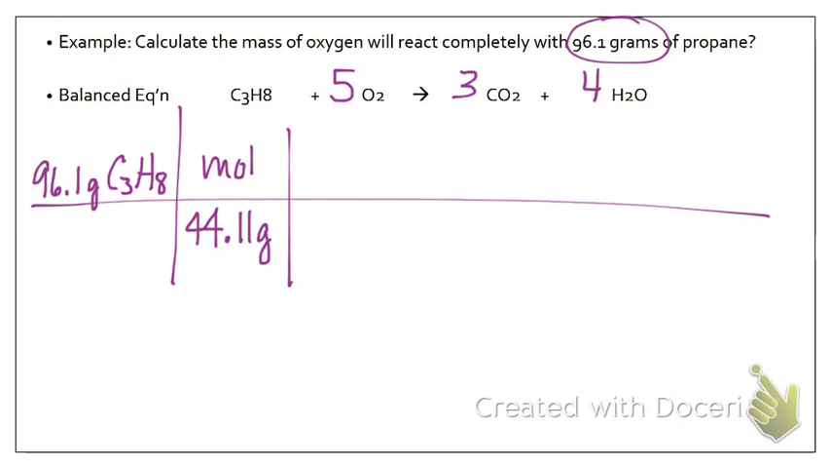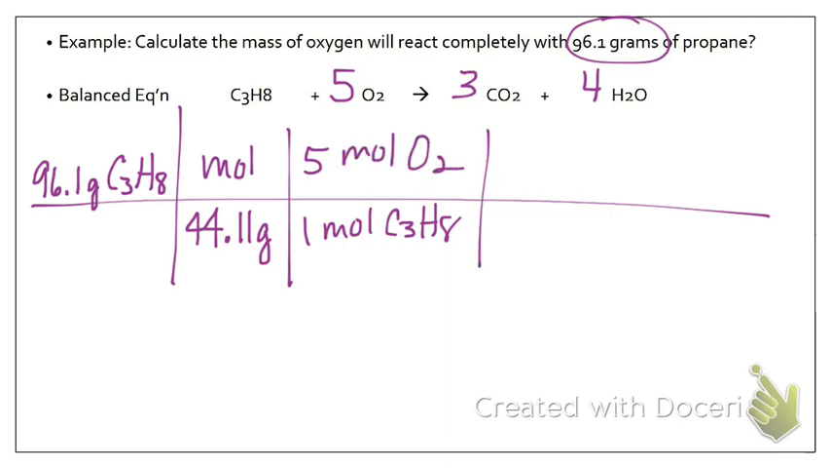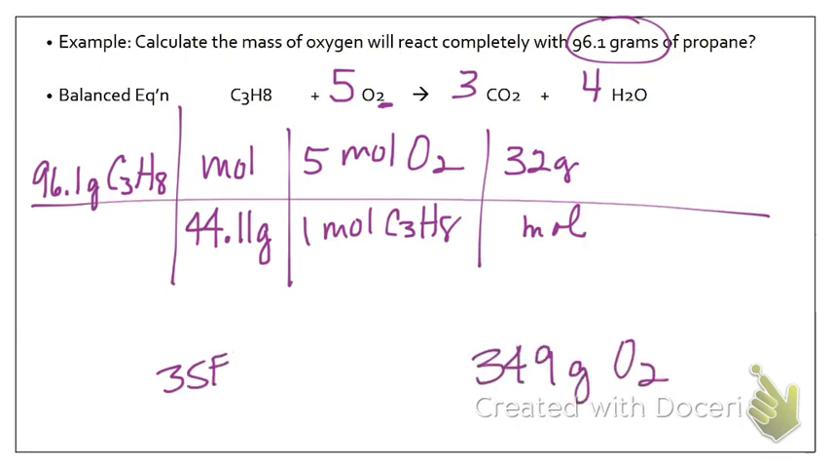Okay, so the mole ratio would be 1 mole of C3H8 and 5 moles of oxygen. And now I'm going to use the molar mass of oxygen. What am I going to use for the molar mass of oxygen? 32. It's a diatomic molecule, so the mass is 32. I'm going to need 3 sig figs in my answer, so I would get 349 grams of oxygen.